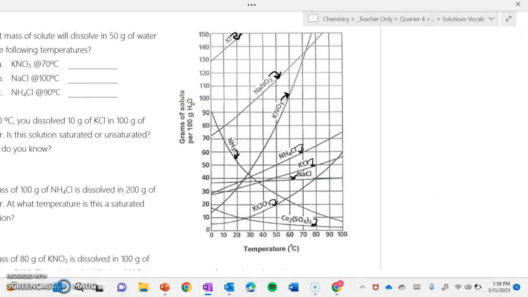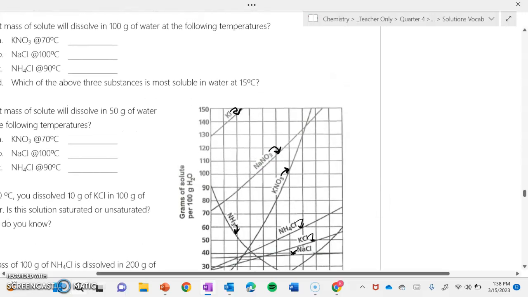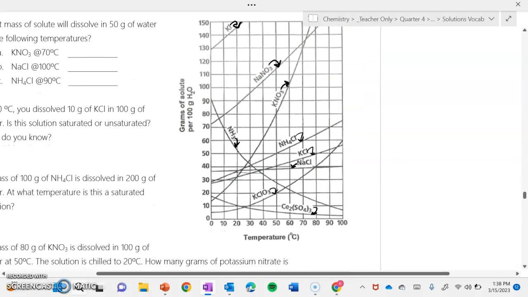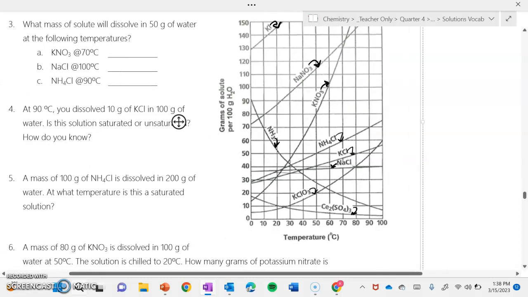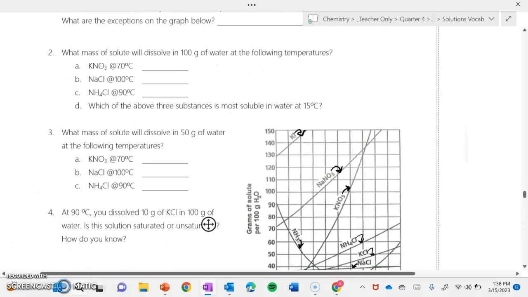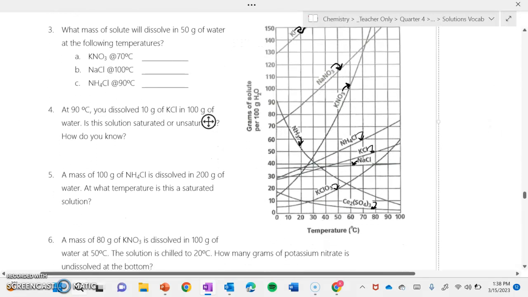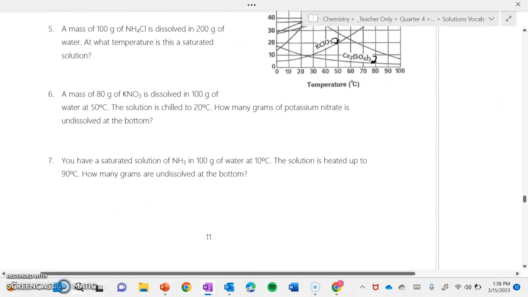It looks like that NaCl line is just a straight line across. That one usually gets confused with the KClO3 line. Students usually get those confused. So it's just kind of like this flat line, sort of like in our previous one, B. So use the graph to answer these questions, following the same line of thought that we did in our examples.